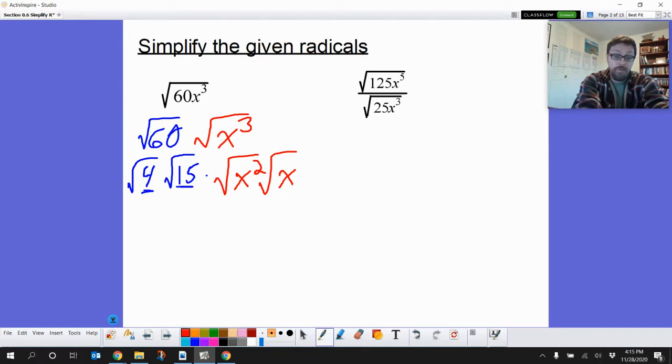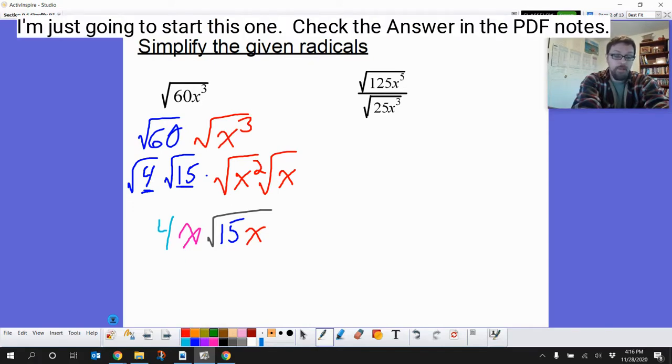Now we can square root this stuff. The square root of 4, well, that's just 2. The square root of x squared is just x. Then you always have a single square root, and you put the things that we couldn't square root under it. We couldn't square root the 15, and we couldn't square root the x. That easy. This next one looks like it's more complicated, and it sort of is, but it's really just longer.